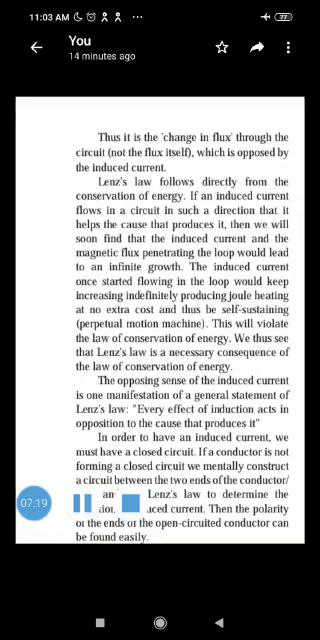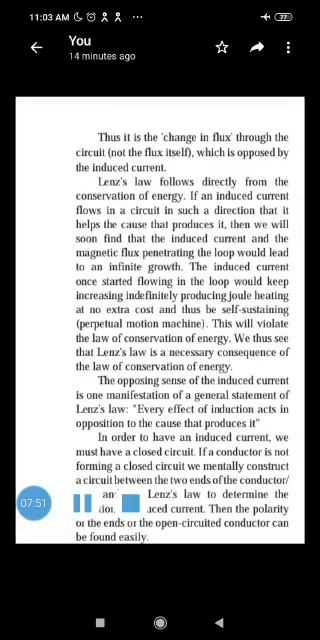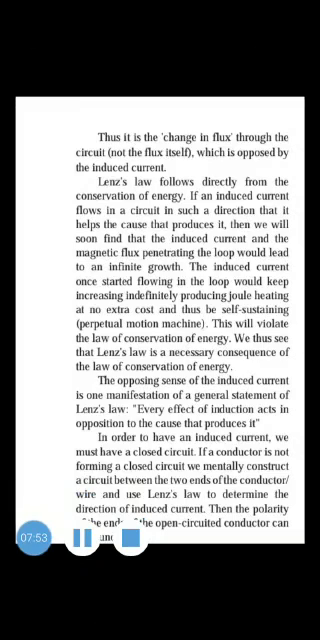As a result of this discussion, we conclude that every effect of induction acts in opposition to the cause that produces it. That means the induced current is produced, but it opposes the magnetic flux, and therefore this effect of induction acts in opposition to the cause that produces it. This is nothing but energy conservation in Lenz's law.